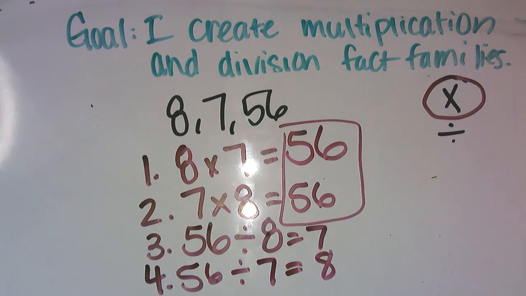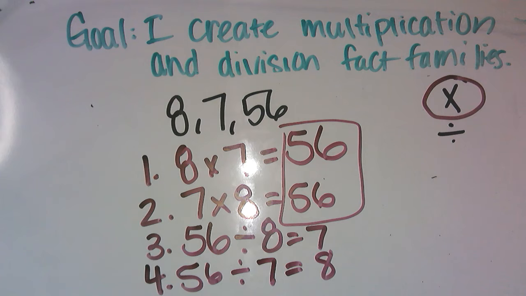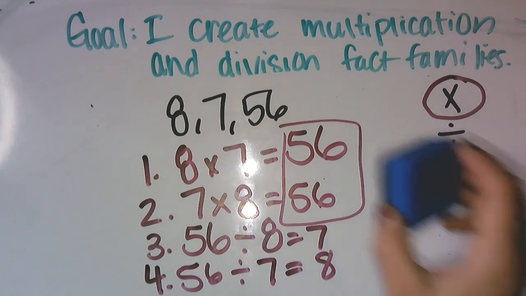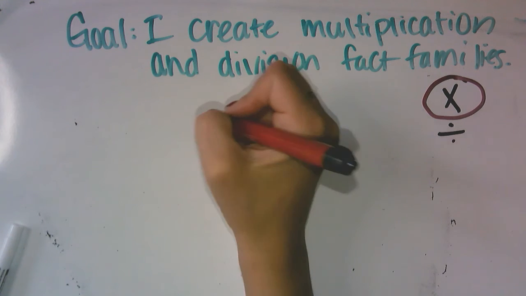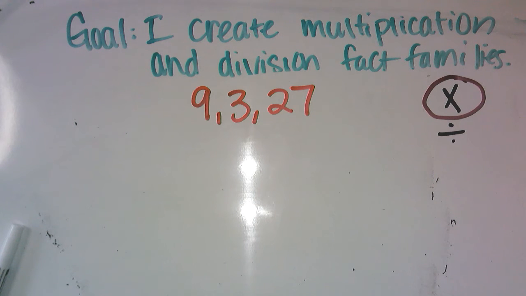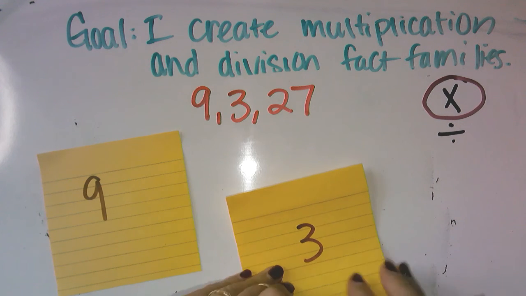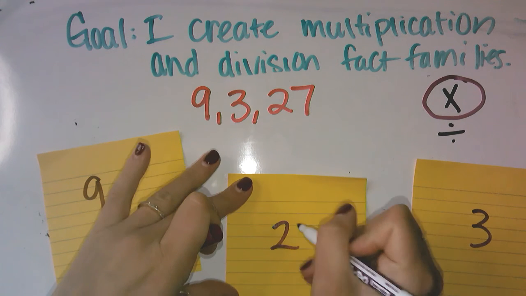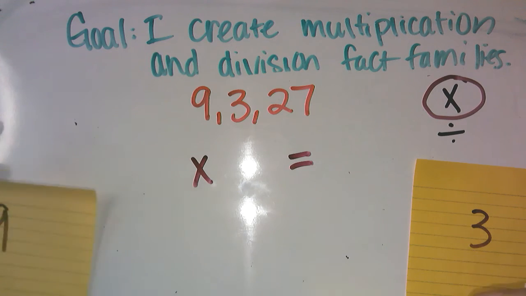The other thing you can often do is use Post-it notes or note cards, which I gave all of you at the beginning of the year. So if your fact family is 9, 3, and 27, you could write 9, 3, and 27, and then you could arrange them to see what's right.